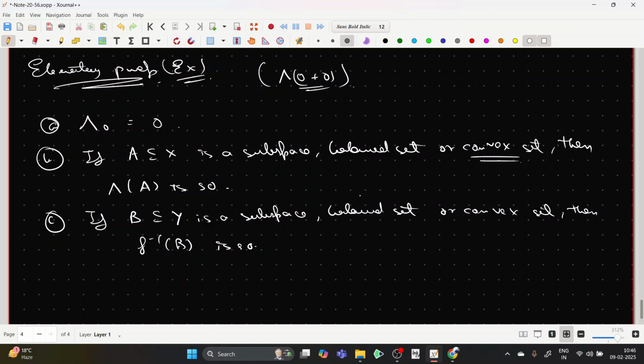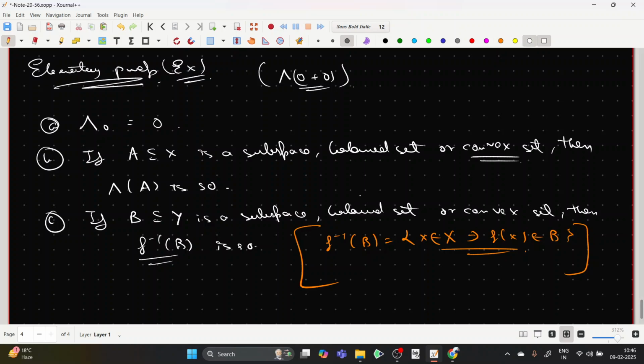Let me just set out this notation, what this means. It's actually very trivial. Lambda inverse of B means all those elements x in X such that lambda x is in B.